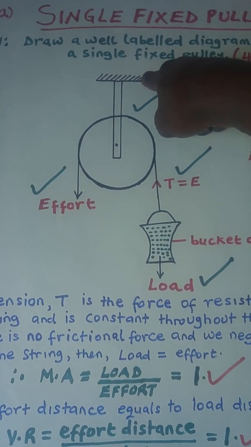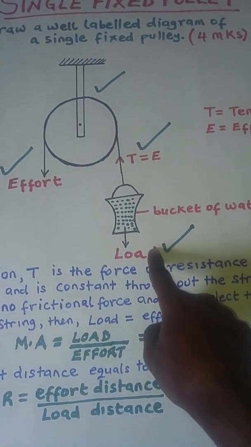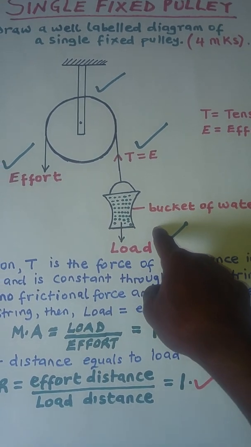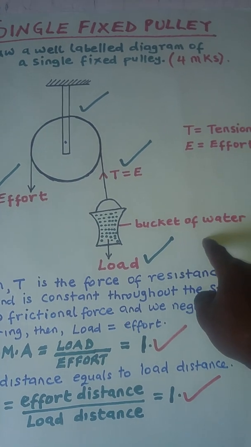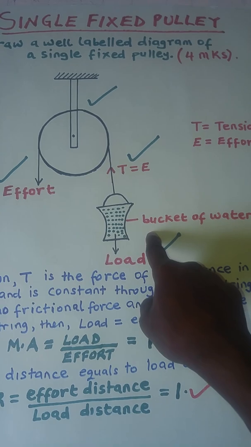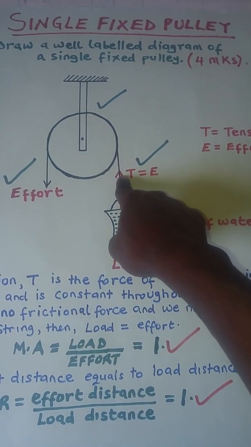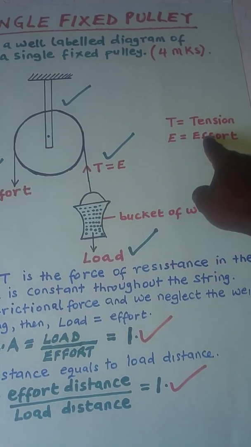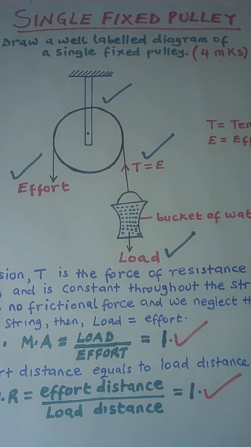It has a fixed support. It has an effort where you can apply at one end. It has a load somewhere here. The load could be anything. Here we are just giving an example of a bucket of water, but we are not saying the load must always be a bucket of water. No, it can be anything which you want to raise up. So here there's going to be a force called tension, as I said, but the tension is the same as the effort. So T means the tension, and E means the effort. So this is the diagram.